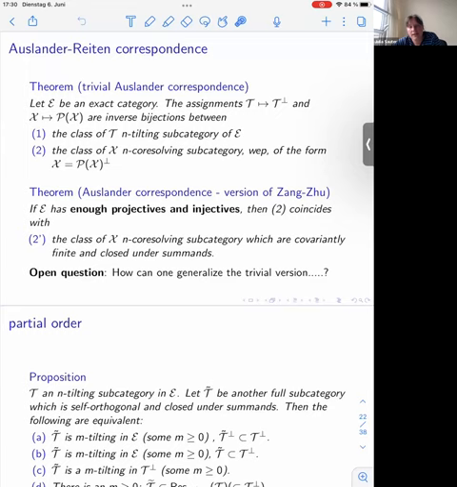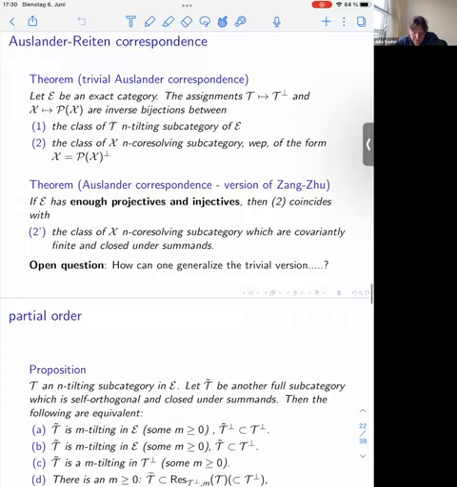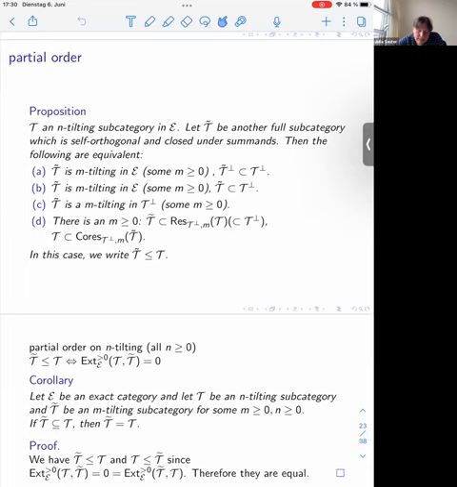It would be nice to generalize to situations with only enough projectives, for example. But I actually don't know of any proofs that exist. There are always variations of the original proof of Auslander-Reiten, and they just have enough projectives and injectives in that situation. And then the other thing is the partial order that you always have for N-tilting subcategories. This is kind of the expected thing.